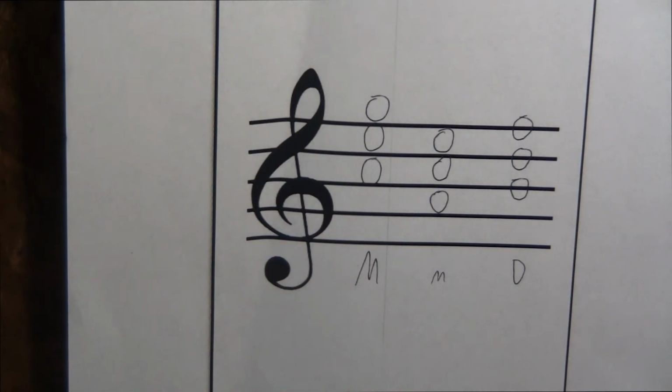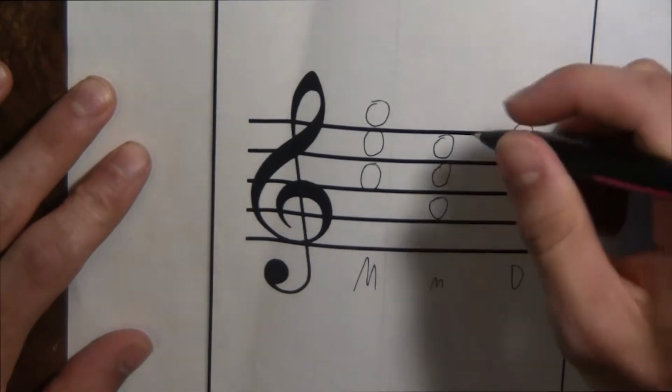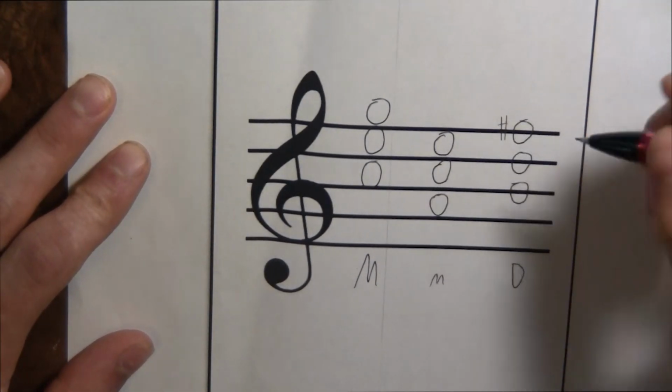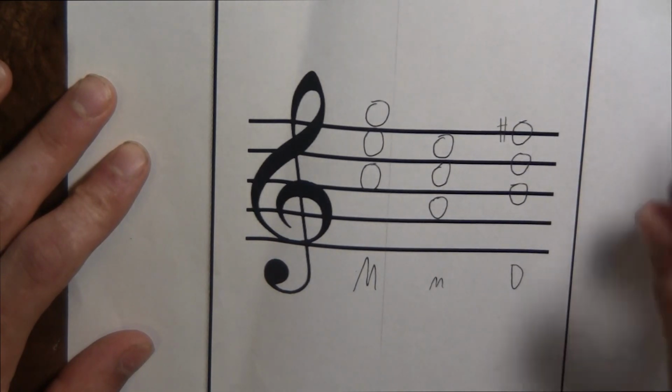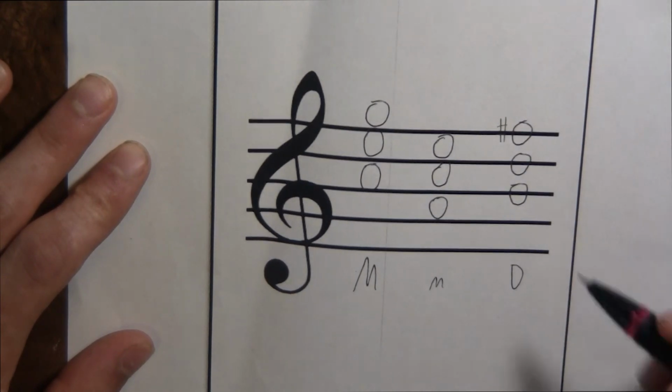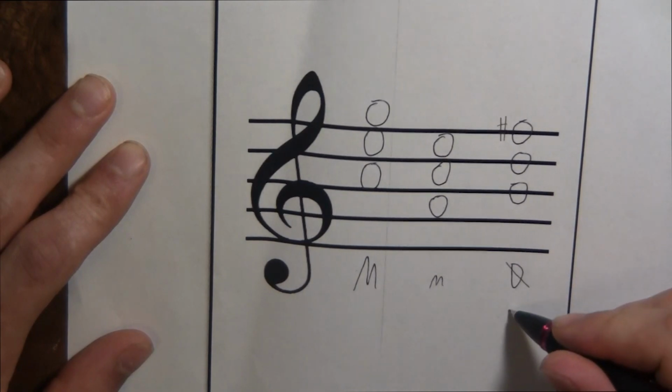Clefs and key signatures are the factors that determine where half step locations are. But of course you can still change structures just by adding accidentals. So for example, if I put a sharp here, implying that this line should sound one semitone higher than anticipated, then this diminished now turns into a minor.